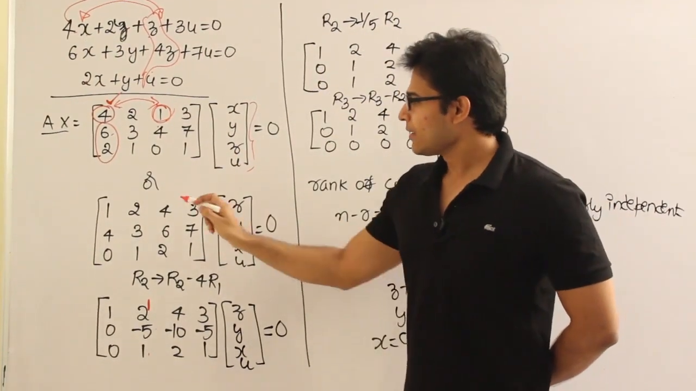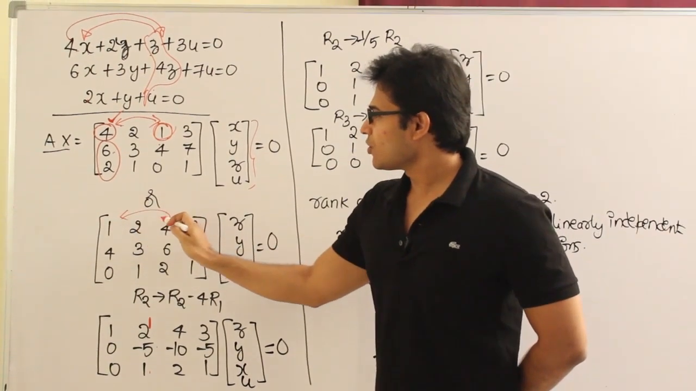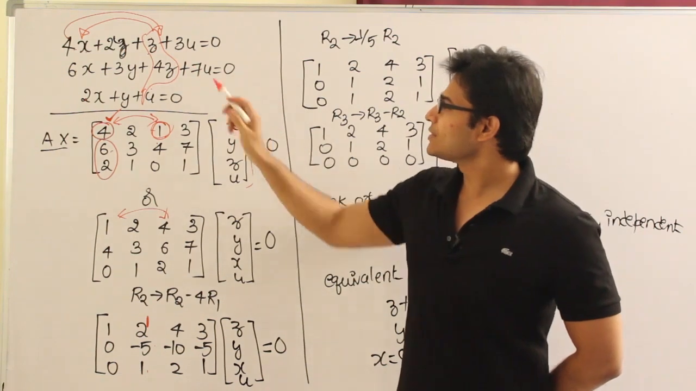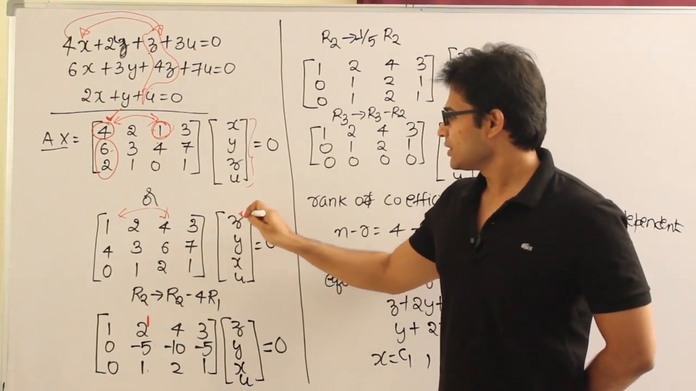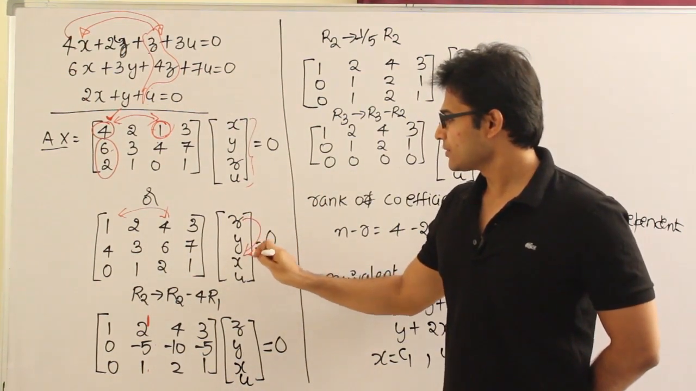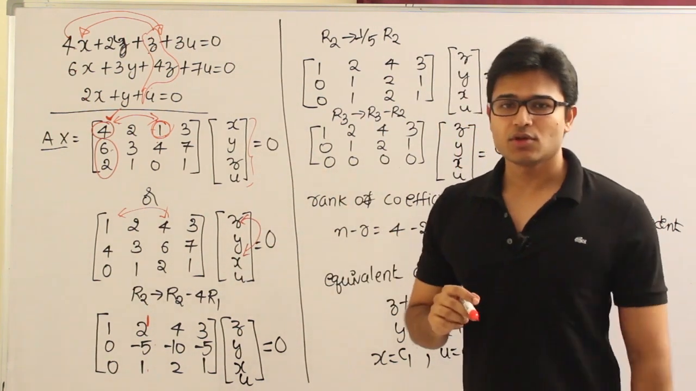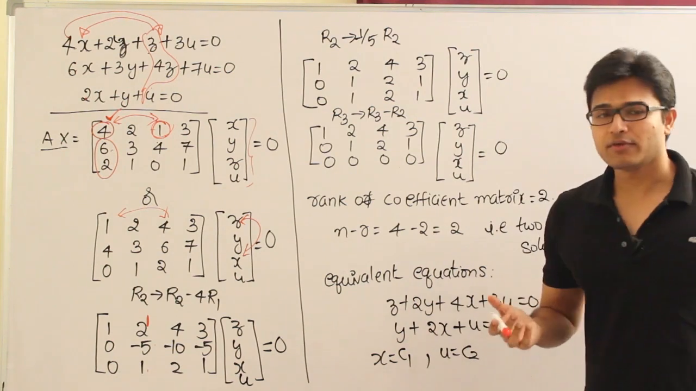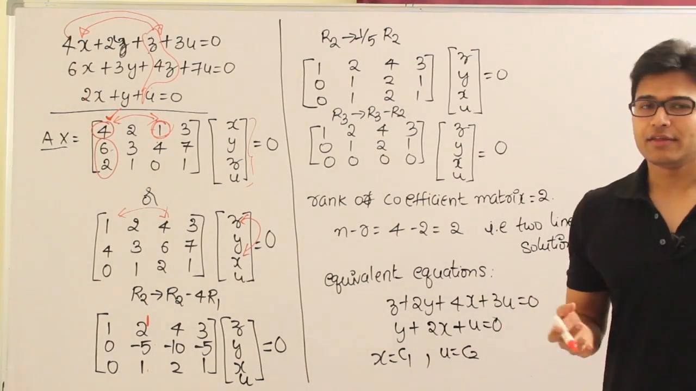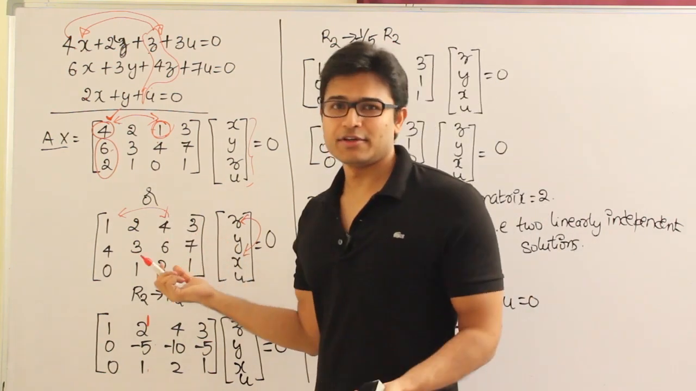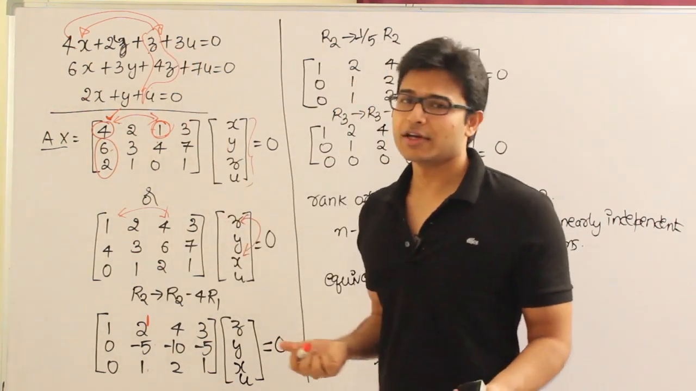Now observe this. I have exchanged these two columns. Then what should be done? You should even exchange x and z. Even this has to be done. x and z have been exchanged, right? So now if you have any doubt whether we did it right or wrong, you could simply multiply this, get the equations, and see that the equations are equivalent.